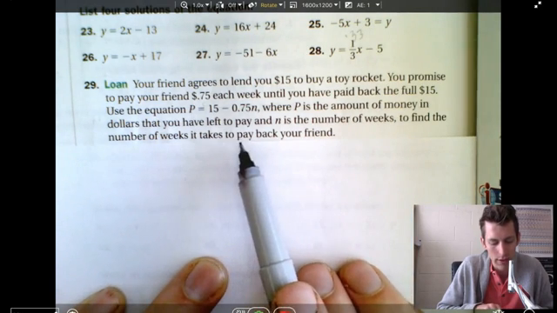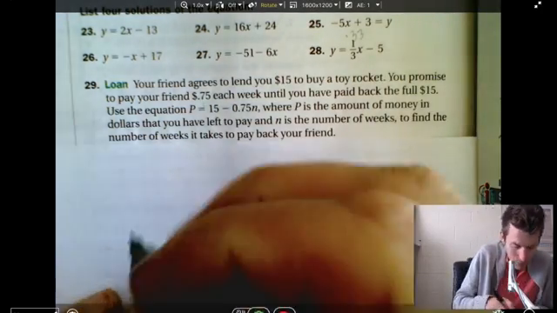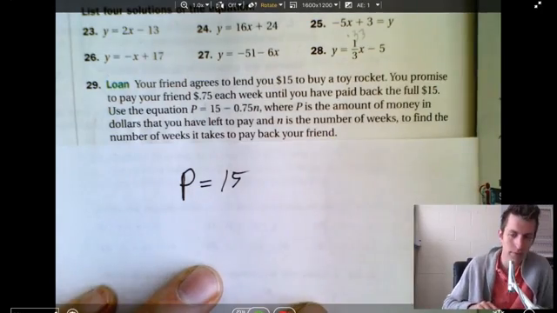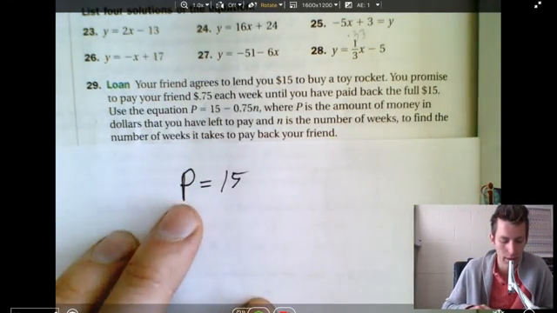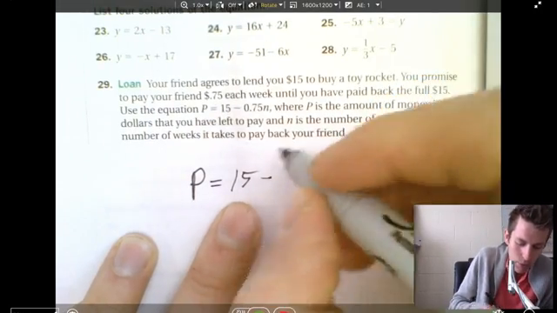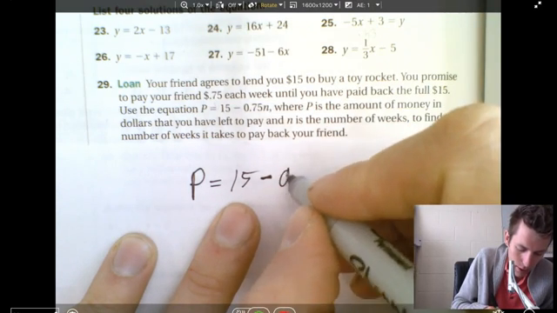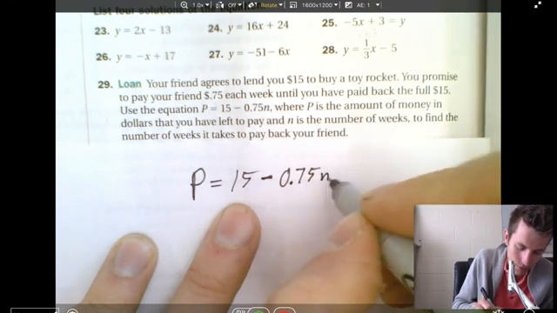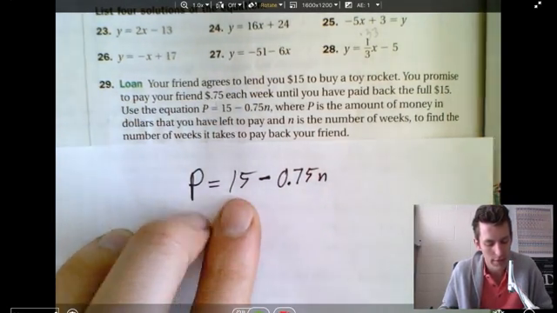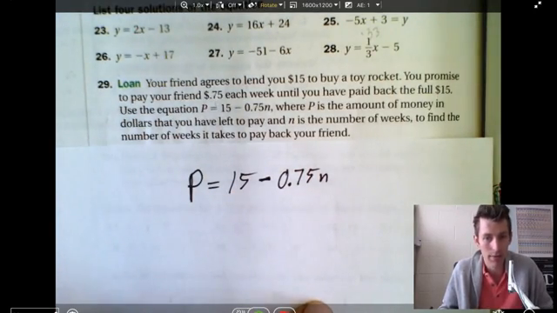To find the number of weeks it takes to pay back your friend. So, you have to pay $15, right? P stands for how much you have to pay. You have to pay $15 minus whatever you've paid so far. And whatever you've paid is 75 cents every week.